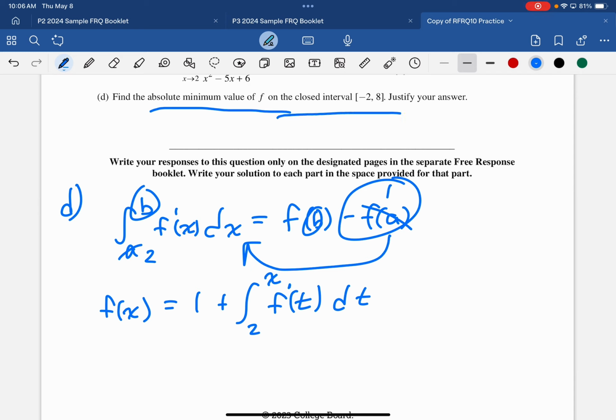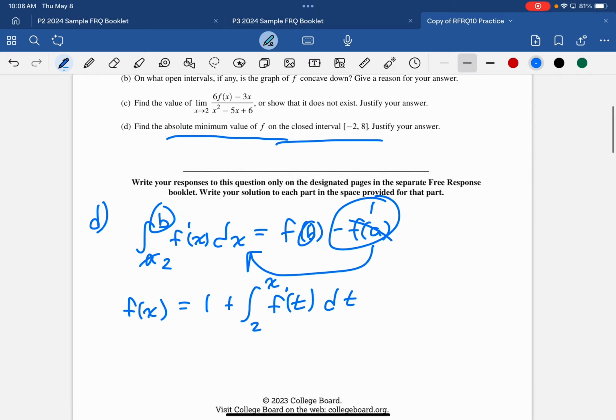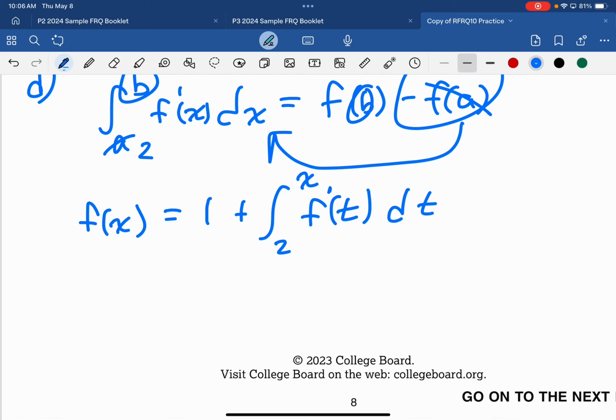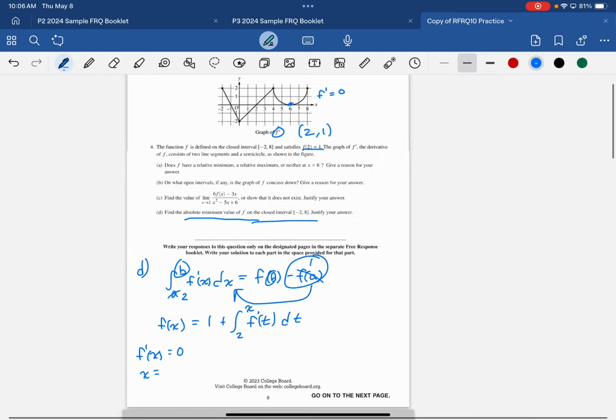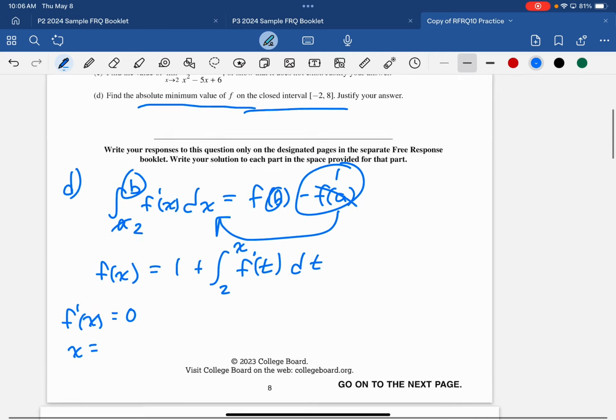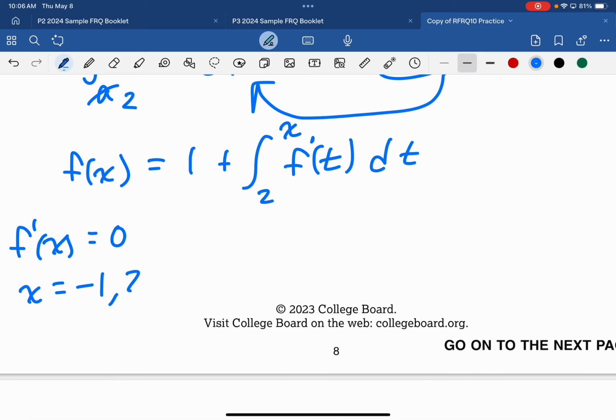So now it says find the absolute minimum value of f on the closed interval. Now what I can do is test my endpoints and test my critical values. With the critical values, we can be selective on which ones we try. So f prime of x equals 0 at x equals what? -1, 2, and 6. Why do I write all of them? I want my grader to see that I'm looking for my critical values. Now I can rule out one of these right away because I already did rule it out. Which one did I rule out?